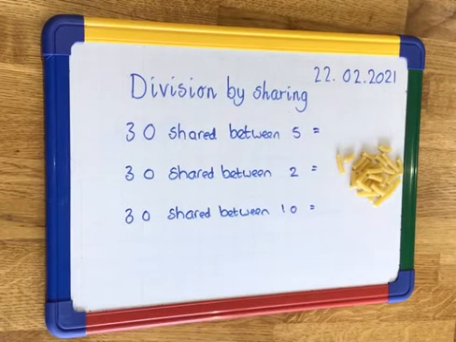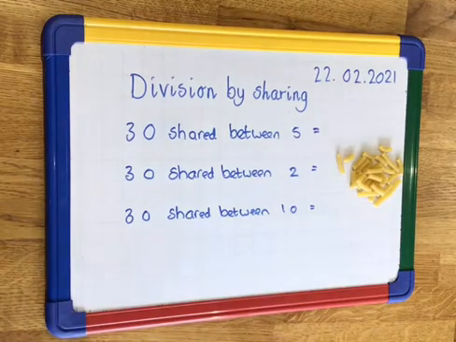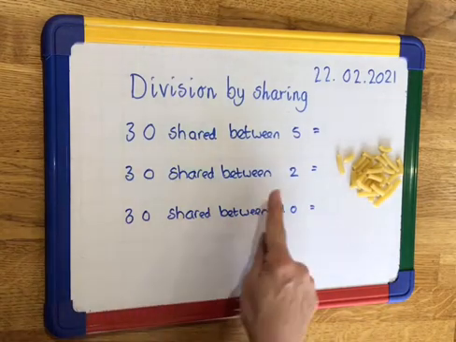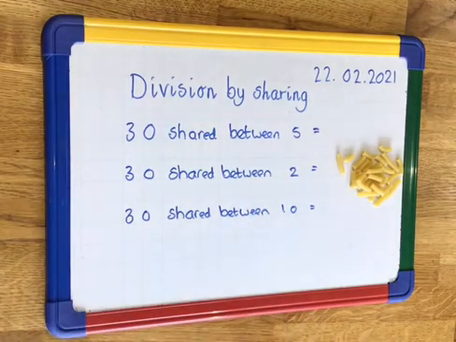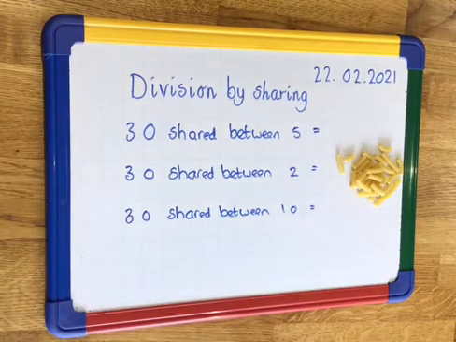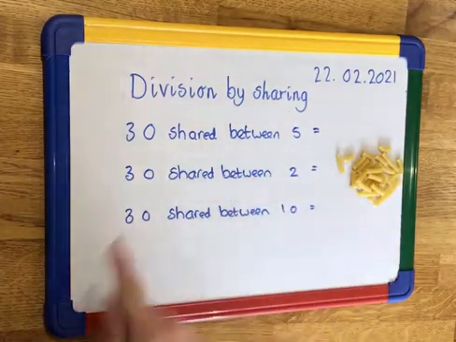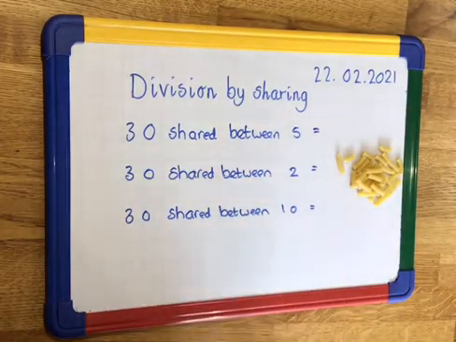So now children, I want you to have a little go at sharing equally. I want you to collect 30 small objects. I've got 30 pieces of pasta and I want you to work out 30 shared between 5, 30 shared between 2 and 30 shared between 10. And I want you to see how much each person would get if you shared 30 pieces of pasta between 5 people, between 2 people and between 10 people.